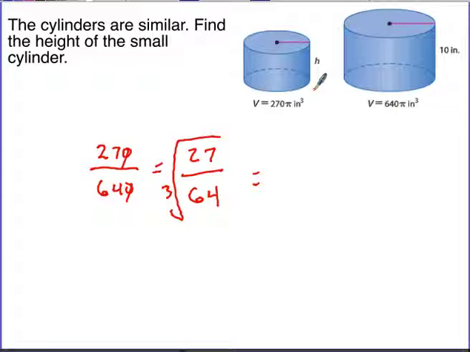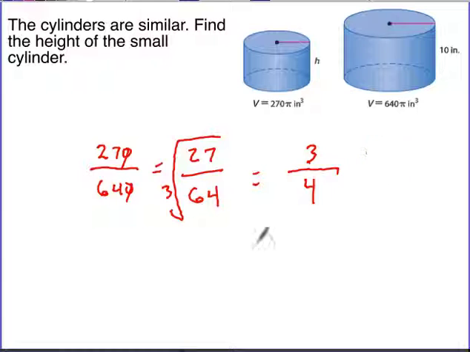So the cube root of 27 is... calculators have a cube root button. Your scientific calculator should. They should have a way to do the cube root. Cube root of 27. We kind of just had this, but it's 3. Okay, what's the cube root of 64? 4. So the ratio of the linear measurement then should be 3 to 4.